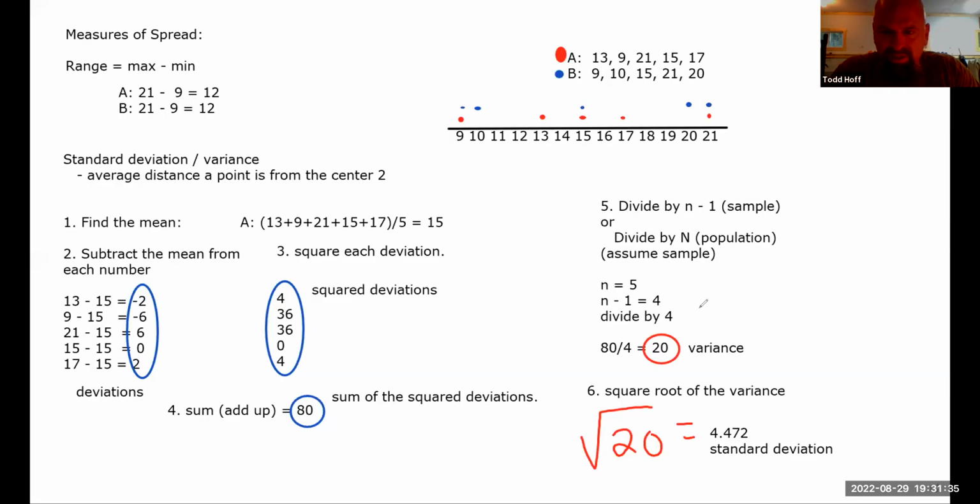Notice that is bigger, or way bigger, than the standard deviation for set A. I'll put that up here as 4.472. So we can see set B is more spread out than set A. And the standard deviation distinguishes that. It's precise enough to distinguish it.